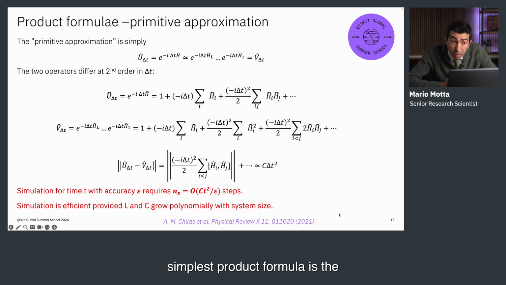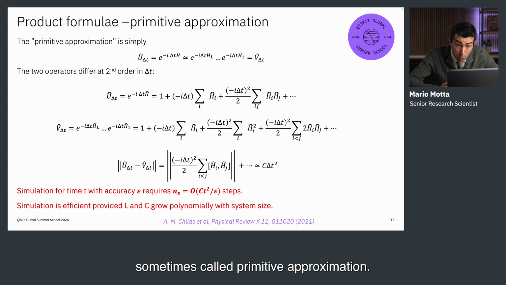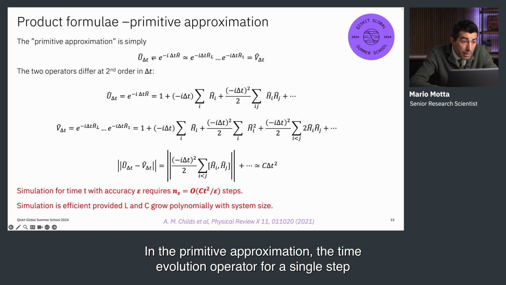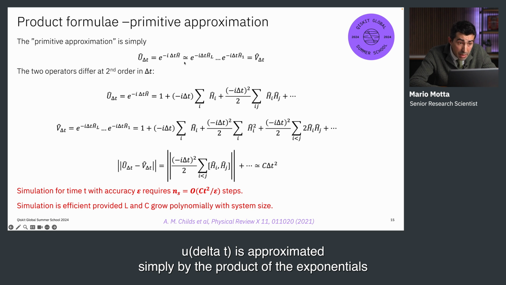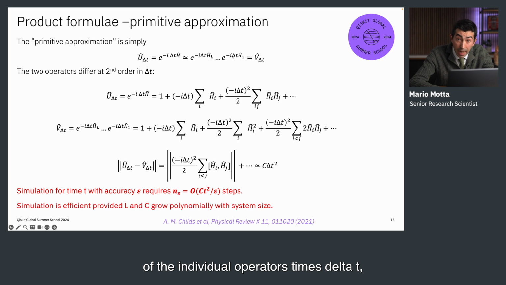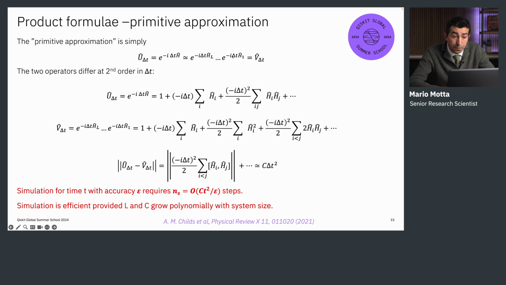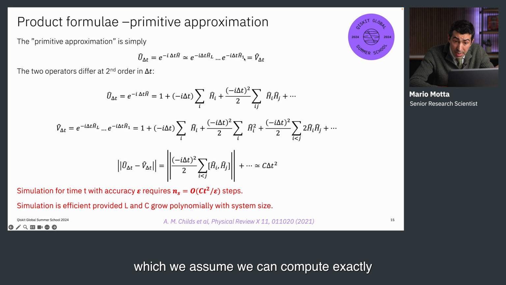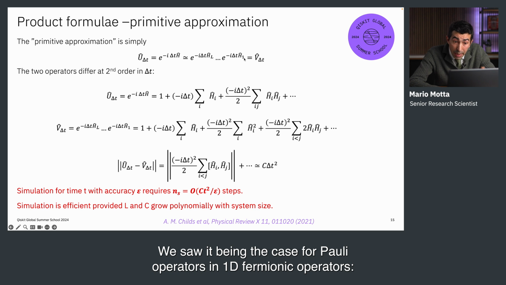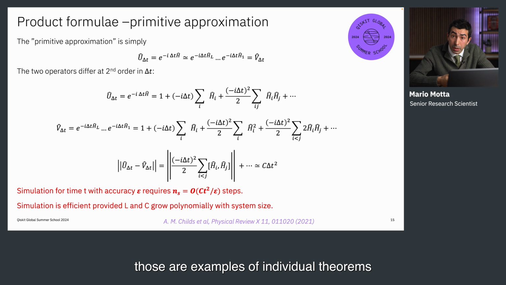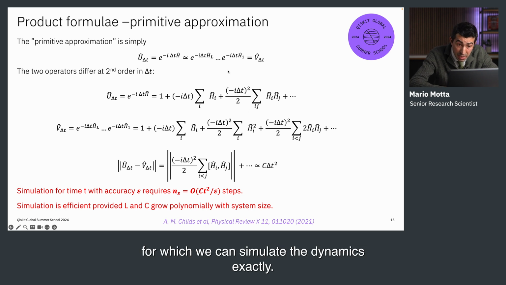The arguably simplest product formula is sometimes called the primitive approximation. In the primitive approximation, the time evolution operator for a single step, U(δt), is approximated simply by the product of the exponentials of the individual operators times δt, which we assume we can compute exactly or with very accurate approximations. We saw it being the case for Pauli operators and one-body fermionic operators. Those are examples of individual terms for which we can simulate the dynamics exactly.